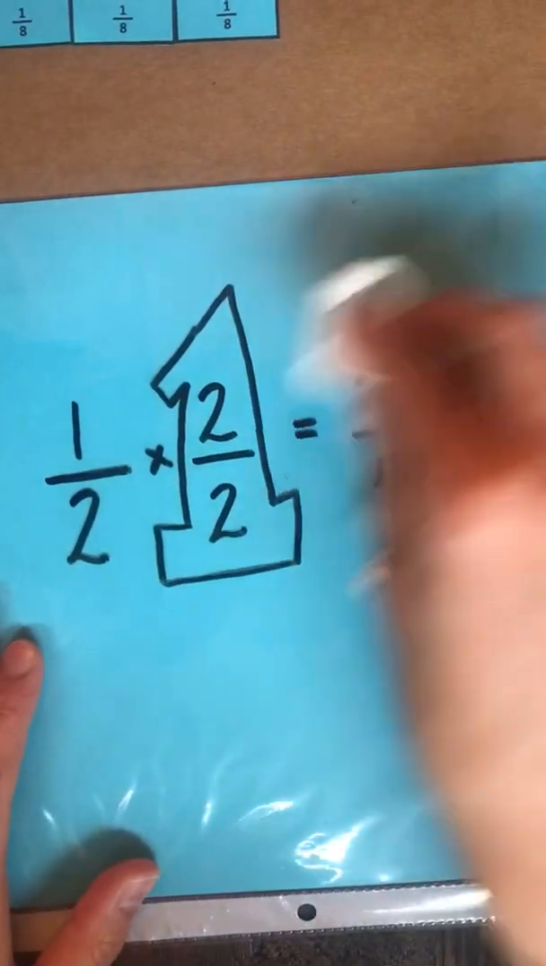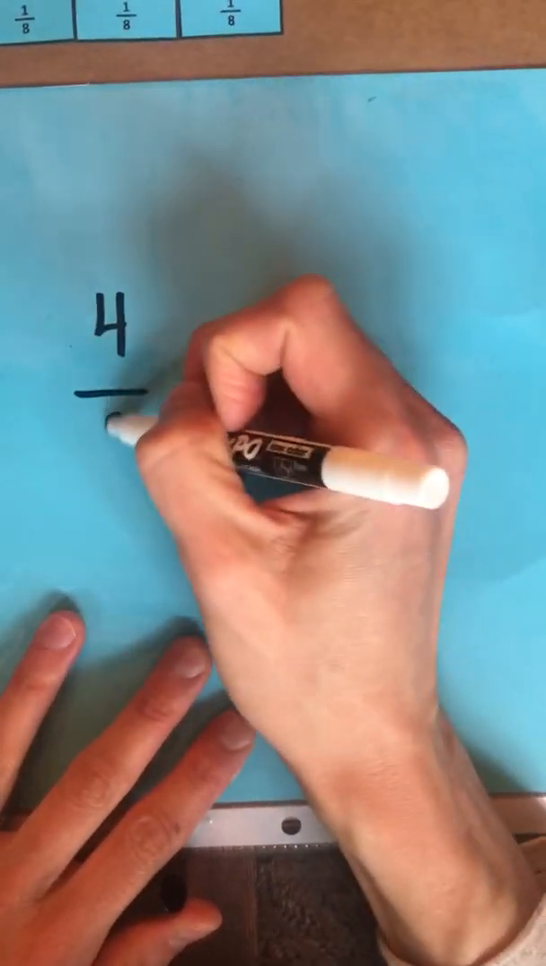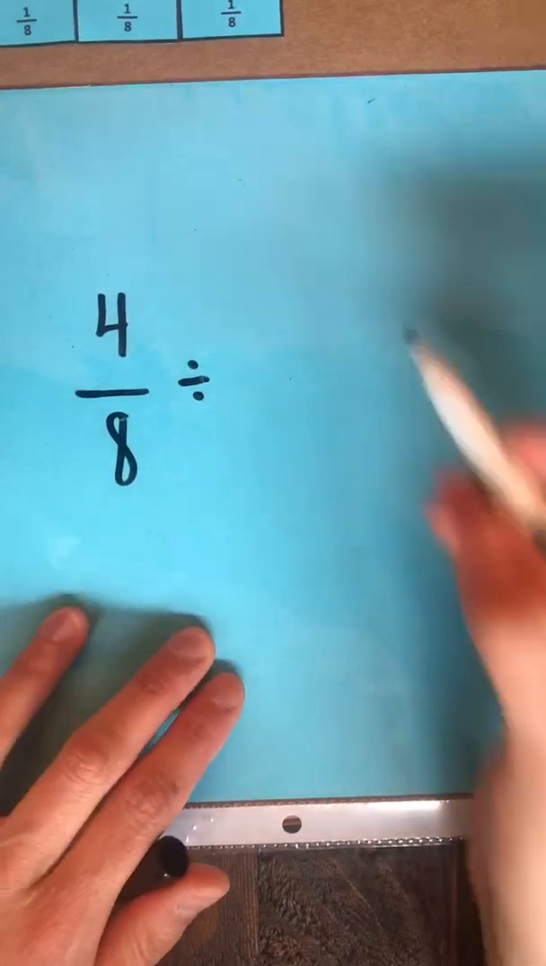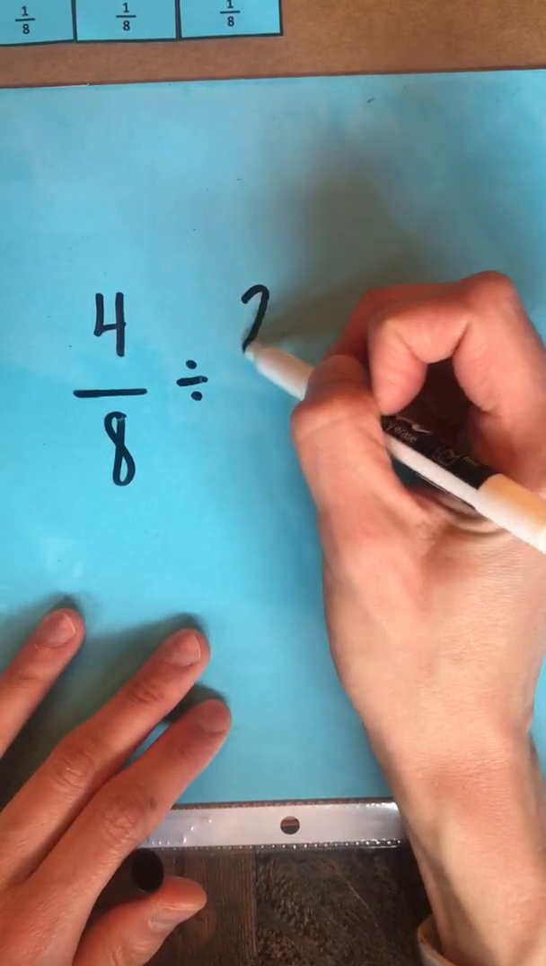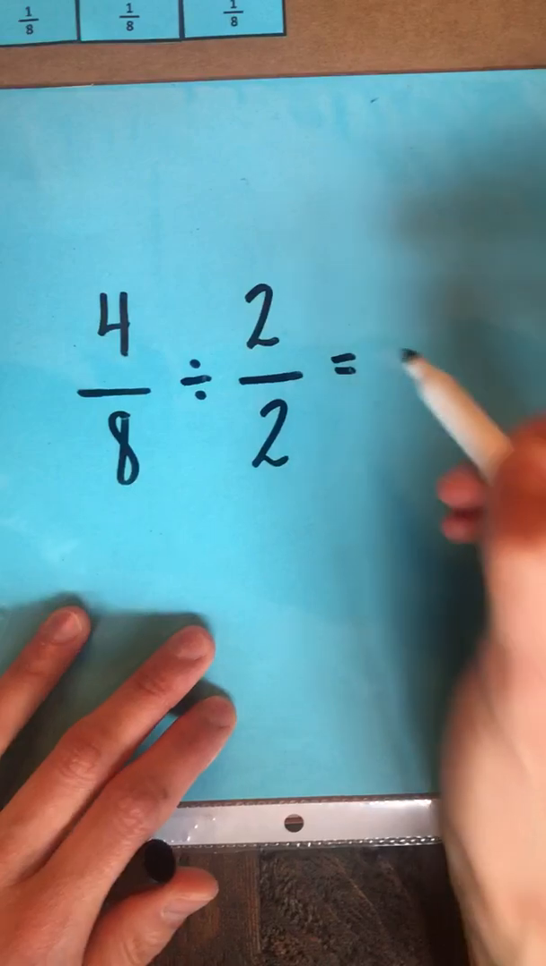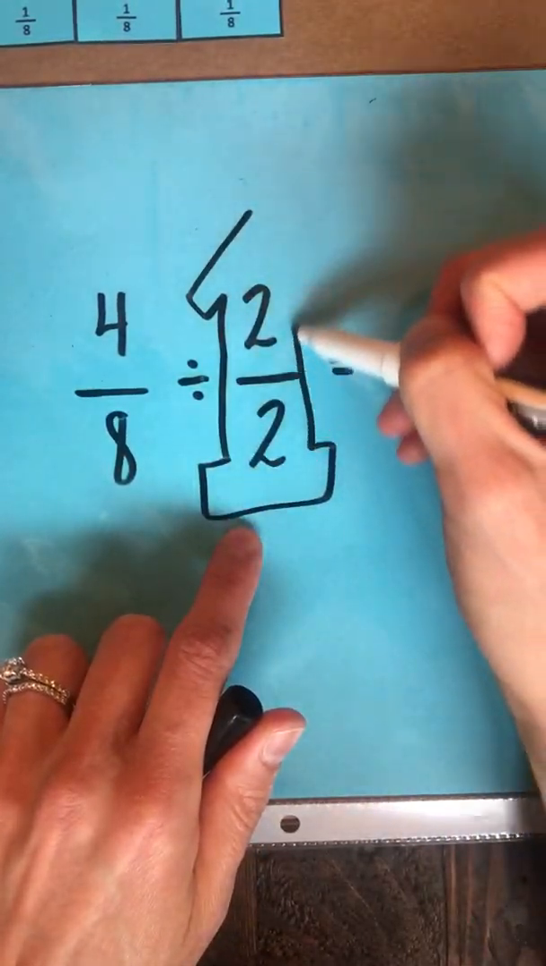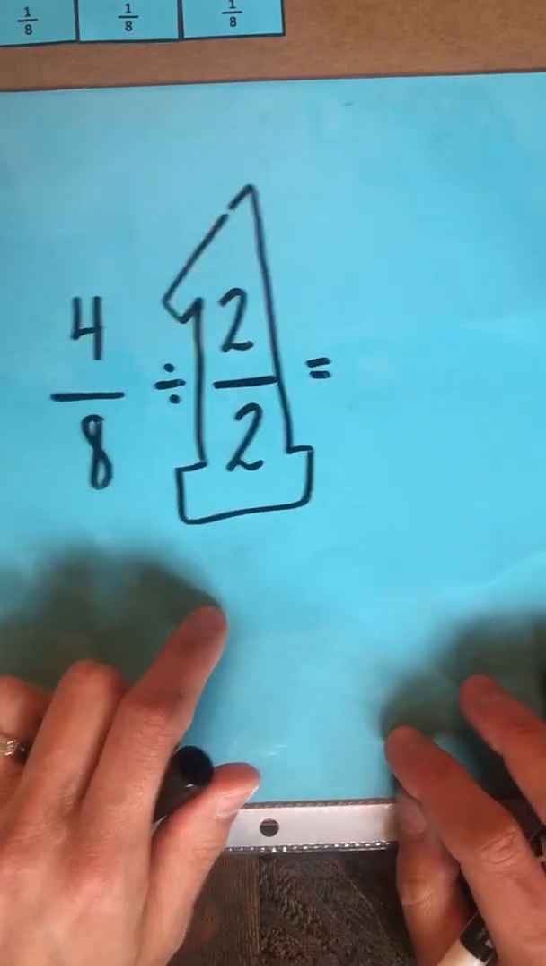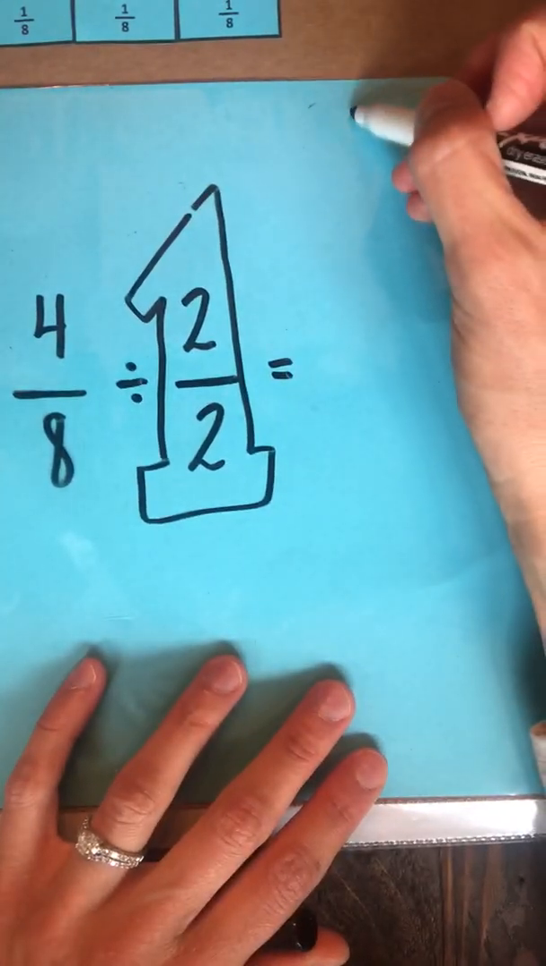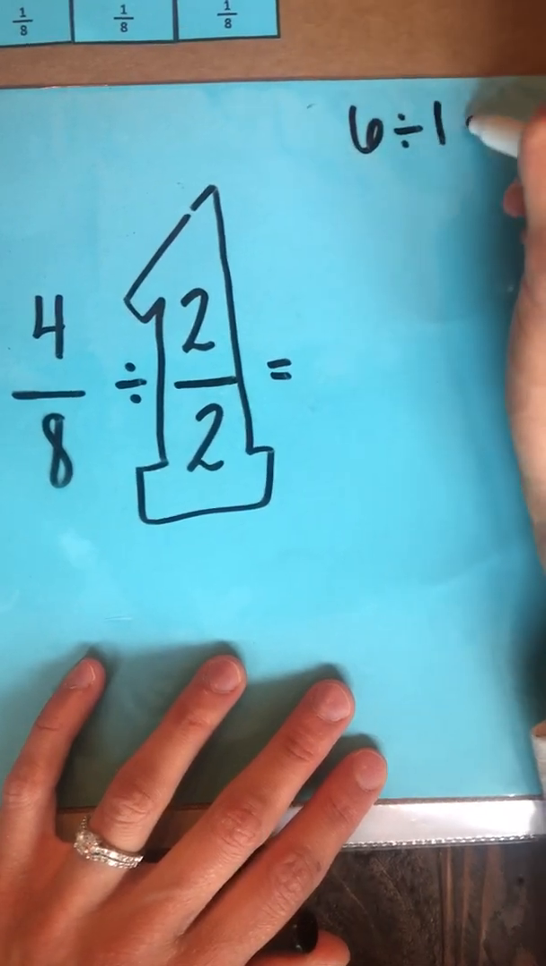So the rule that I just showed you for multiplying fractions is the same thing for dividing fractions. So just like with multiplication, when we divide a fraction, let's use the fraction 4/8. If we divide the fraction by the same number on the top and the same number on the bottom, we're really dividing 4/8 by 1.